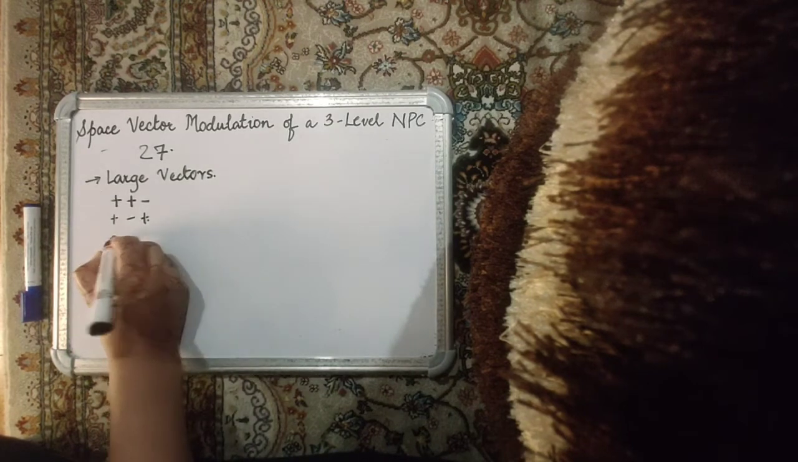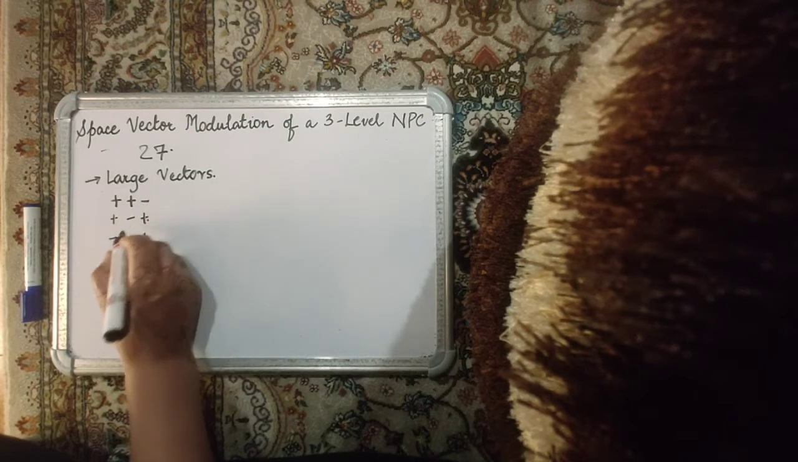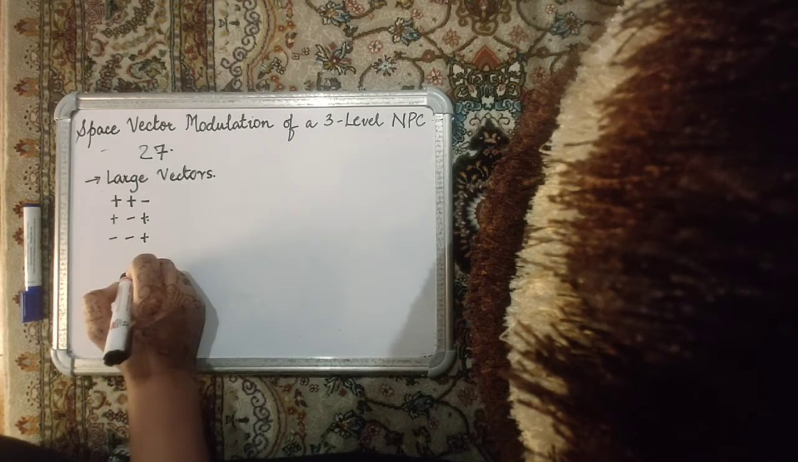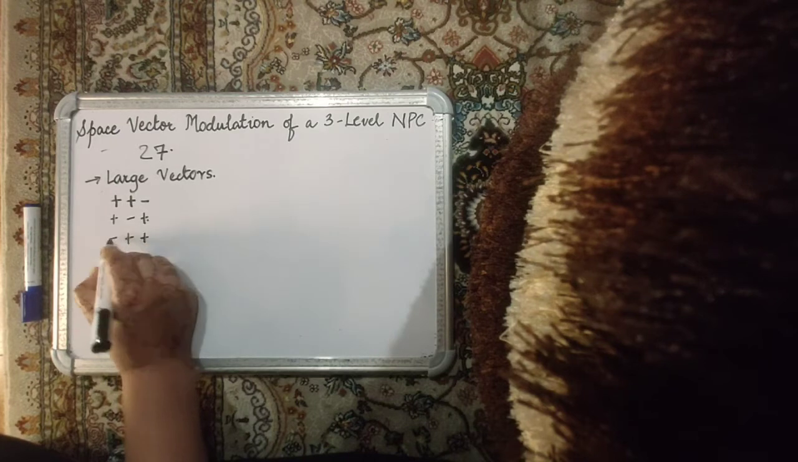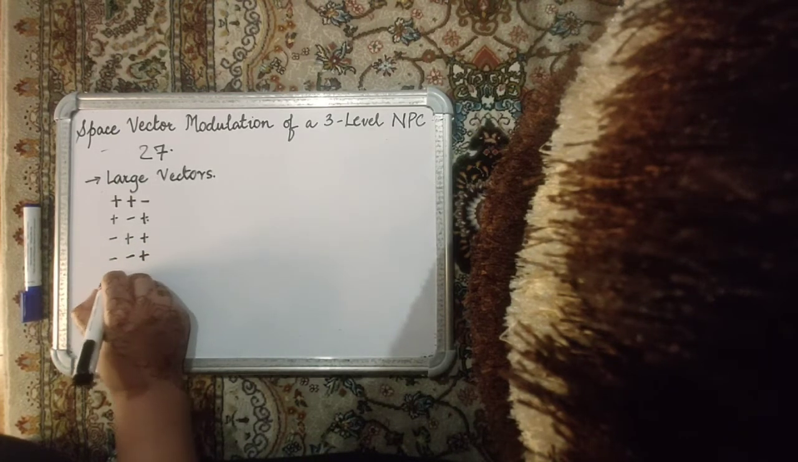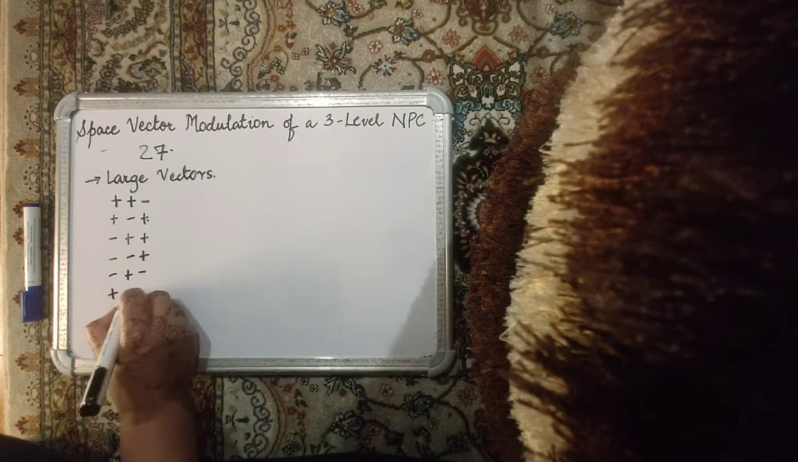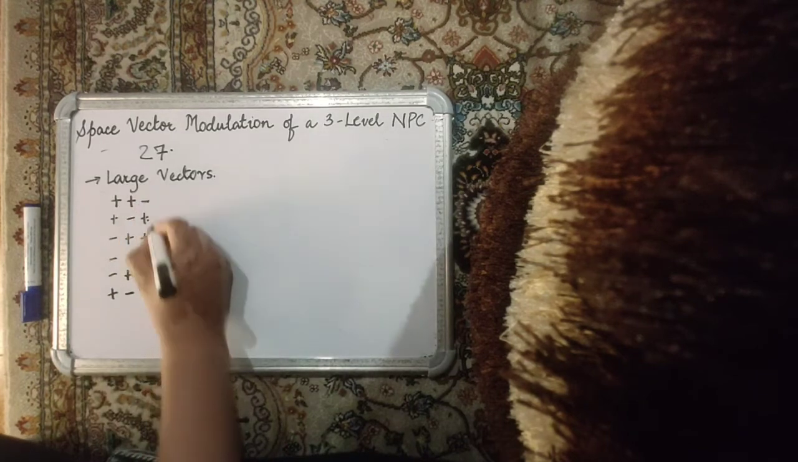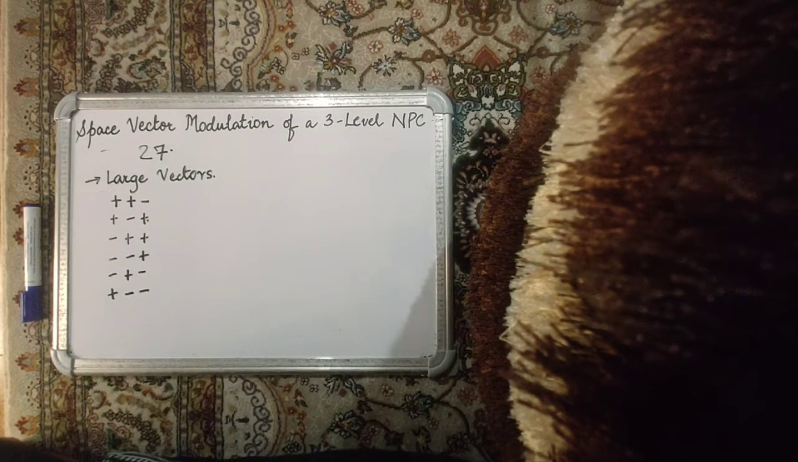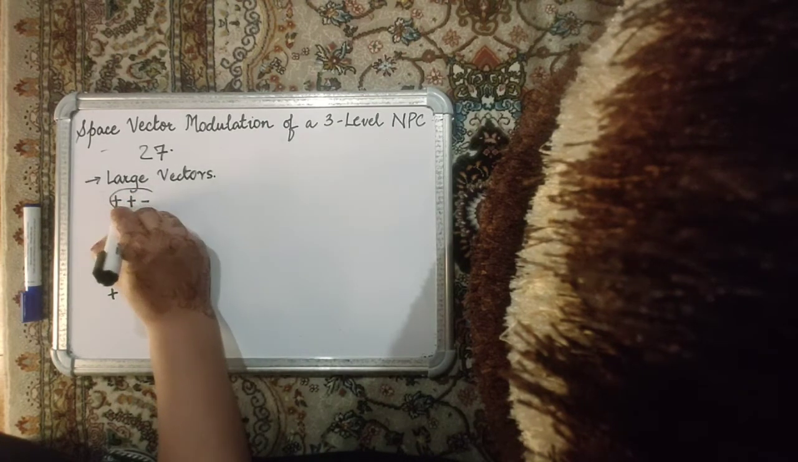We can have minus, minus, plus. We can have 2 plus 1 minus, 2 plus 1 minus, and similarly 2 plus 1 minus, and then we can have 2 minus 1 plus, 2 minus 1 plus, and 2 minus 1 plus. So this is a total of 6 switching states that correspond to the large vectors. Let's do the space vector analysis for any one state. Let's take this state for instance.